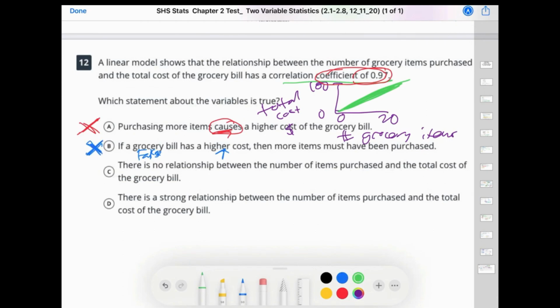Okay, C, there is no relationship between the number of items purchased and the cost. No, we know that because we have r equals 0.97. And D, there is a strong relationship, I like the word strong, between the number of items purchased and the total cost of a grocery bill. Yeah, that's it. Number 12 is D.